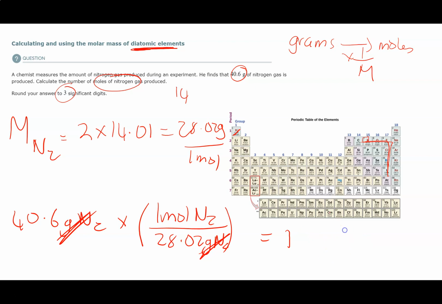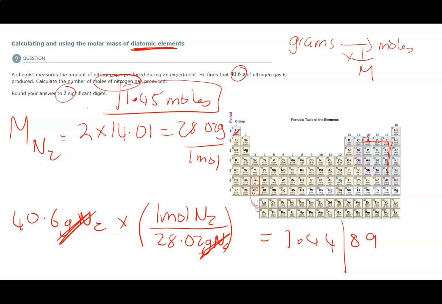I knew that I was wrong because it should have been not quite 2, right? 1.4489, etc. We want 3 sig figs, so we're going to cut it off there. So it's 1.45 moles. There we go. Better there. 1.45 moles. If you know what you expect, it's easy to detect errors.